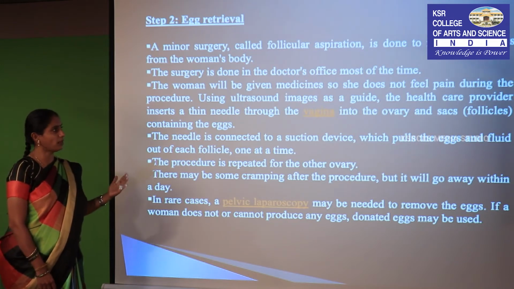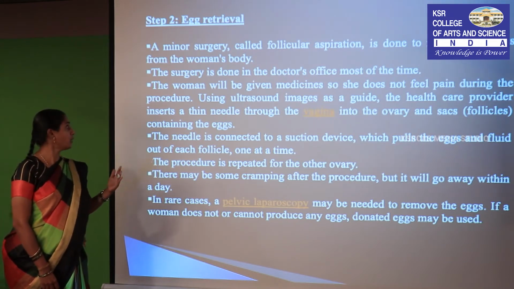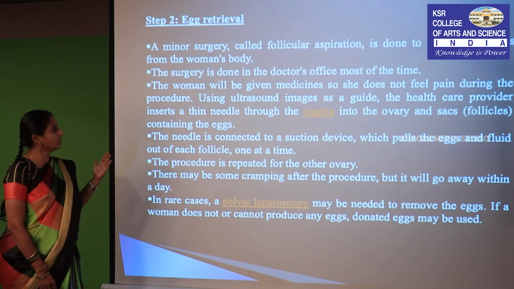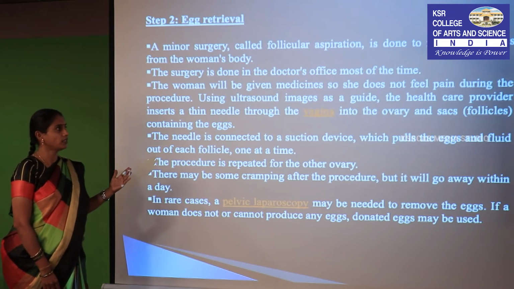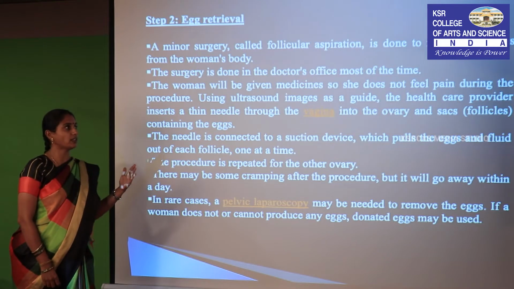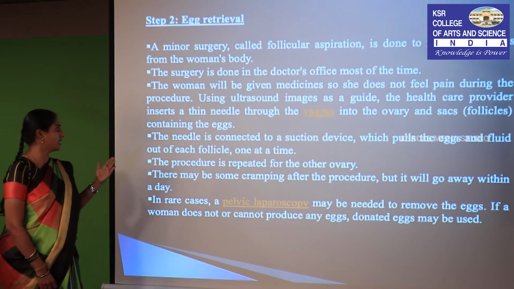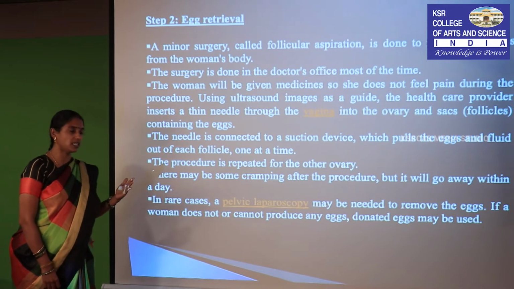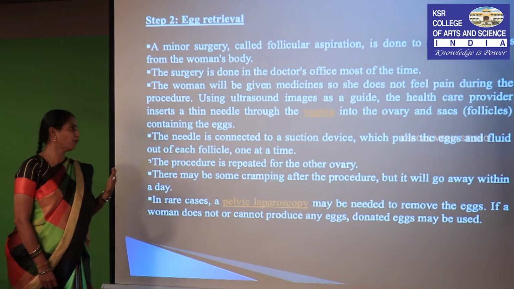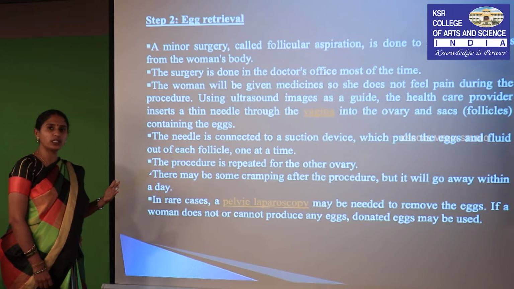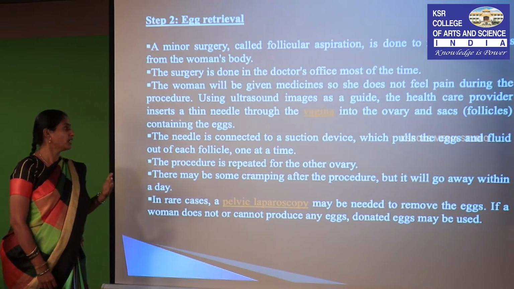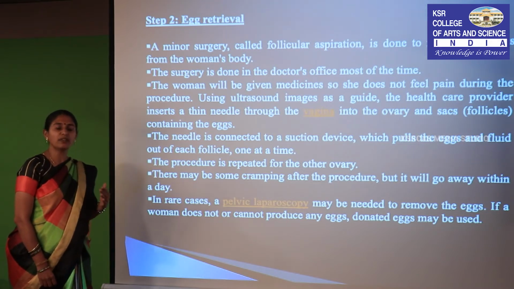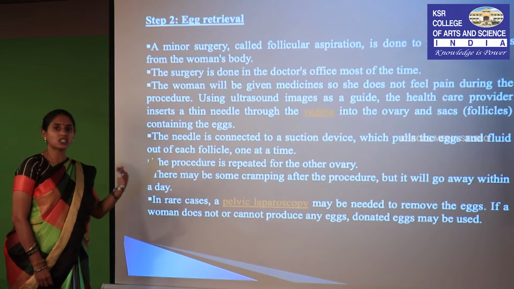Using ultrasound images as a guide, the healthcare provider inserts a thin needle through the vagina into the ovary, where the follicles containing the eggs are present. The needle is connected to a suction device which pulls the eggs and fluid out of each follicle one at a time. When the procedure is over, they will move on to the next ovary.